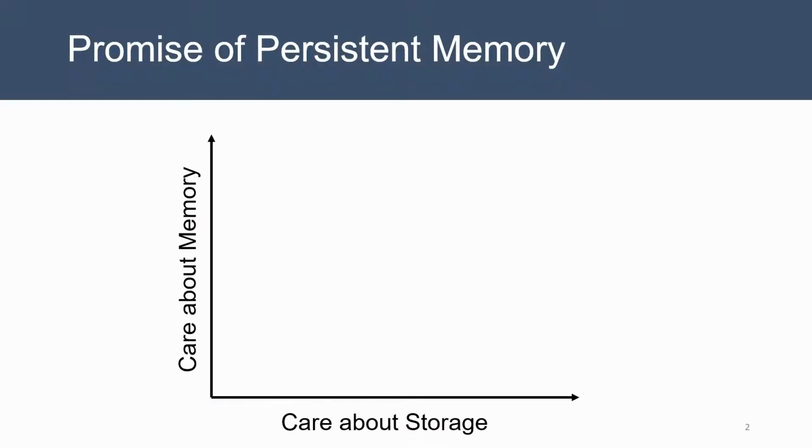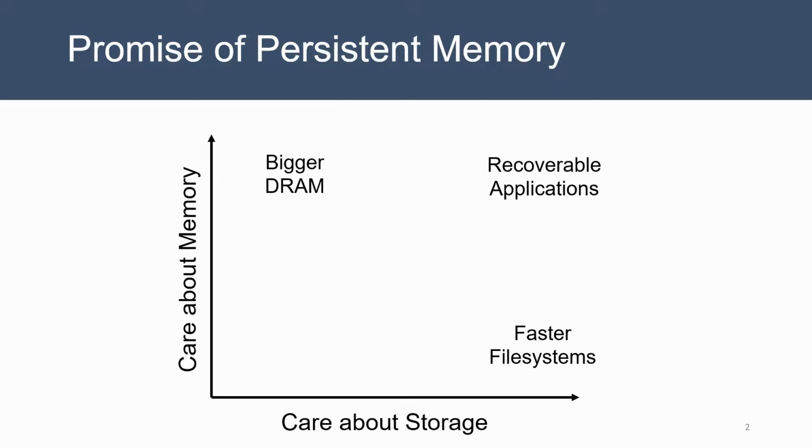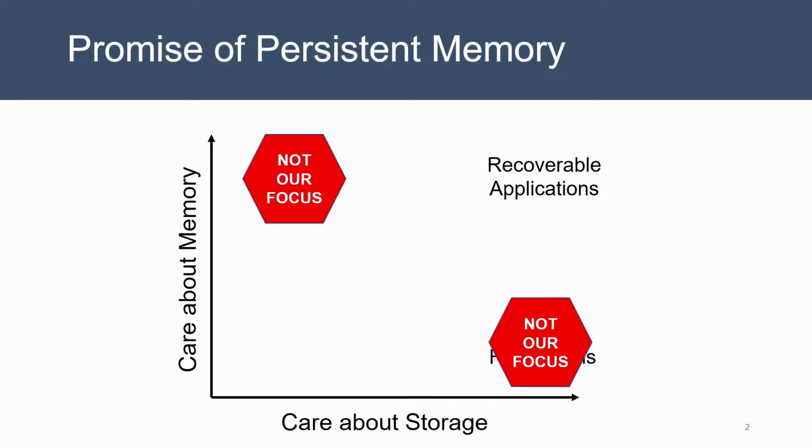So persistent memory offers the best of both worlds, memory and storage. And so different people, including the ones in this audience, see different things, right, when they look at it. Some folks just care about storage, and all they see is a faster file system. Others care only about memory and they see a bigger DRAM, and that's fine. And then there are some of us who care about both of them, and we see the promise of recoverable applications with durable in-memory data structures. And so I'll be focusing on the last of these in this talk.